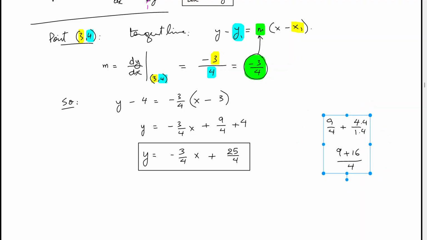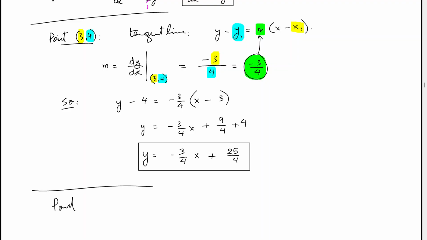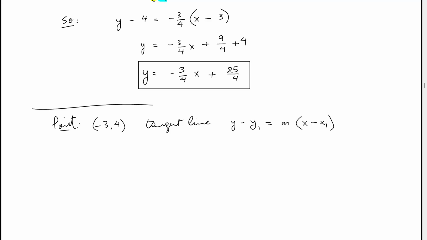So one of the two lines has been found. Now we need to find the equation of the second line at the second point. So remember, the second point is the point -3, 4. And we want the tangent line, which again, to find the tangent line, I need to use the same point slope formula, y minus y1 equals m times x minus x1. It's the same kind of process as before, except the x this time is going to be -3. The y is still going to be 4, and m is again missing.